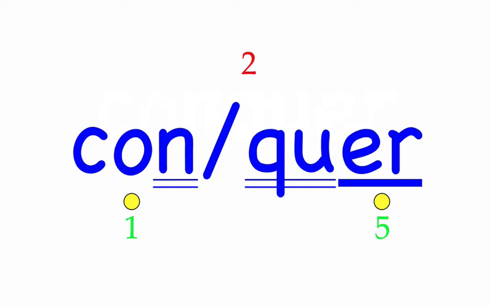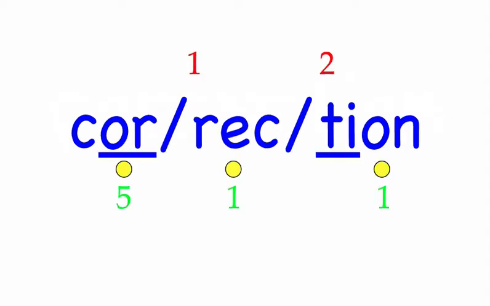Correction. Correction. The newspaper printed a correction. For spelling, pronounce it cor-rec-tion. Cor has two sounds: k, or. Rec, three sounds: r, e, k. Tion, three sounds: sh, a, n. Correction. Mark the word.